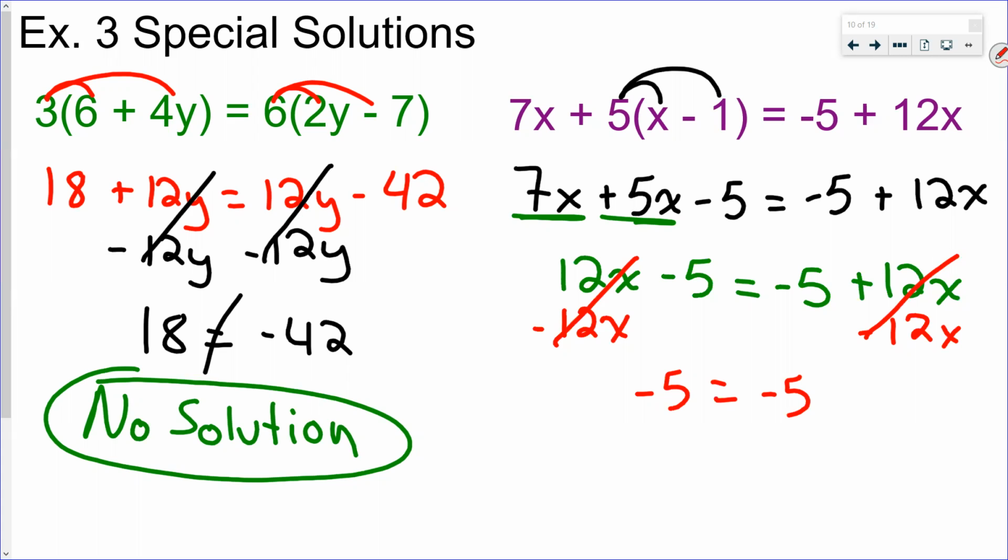It looks very similar to the problem on the left, except for the one on the left, that was not a true statement. The one on the right, that is a true statement. So if you run into a true statement where the numbers on both sides of the equal sign are the same, this is infinitely many solutions.